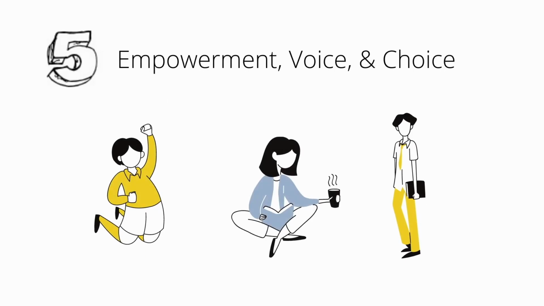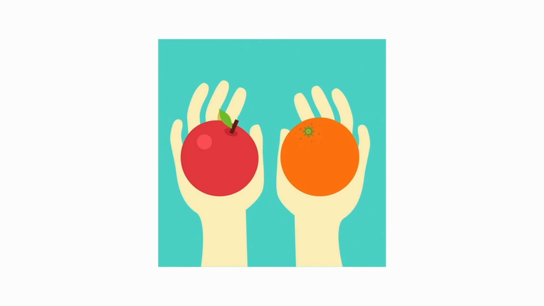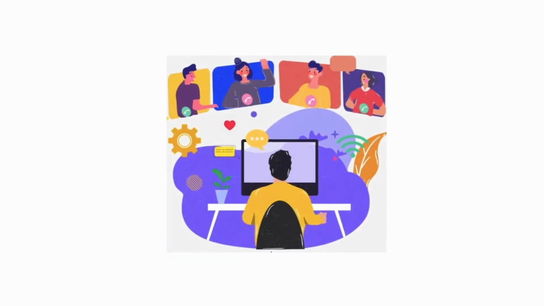Step 5. Empowerment, voice, and choice. Building in choices where possible helps students develop autonomy in their classrooms. Allow students to collaborate on revising policies, assignments, and gradings.